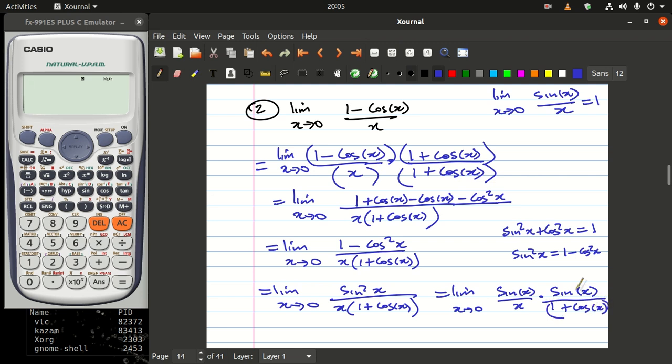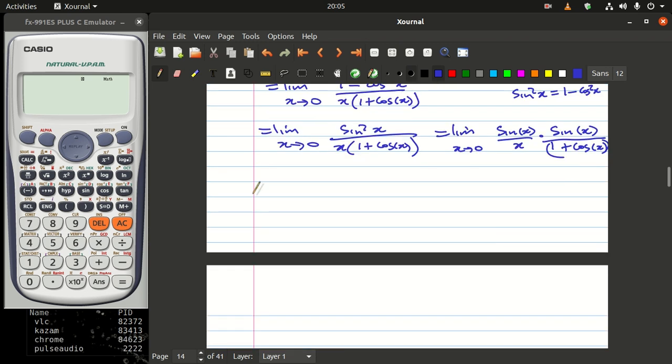Whenever you have a multiplication of two functions, I am going to consider this as one function because I know its limit is 1, and this other part as another function because I know how to deal with that limit. So this is the same as the limit as x approaches 0 of sine of x divided by x, times the limit as x approaches 0 of sine of x divided by 1 plus cosine of x. Can you see how easy this is now?